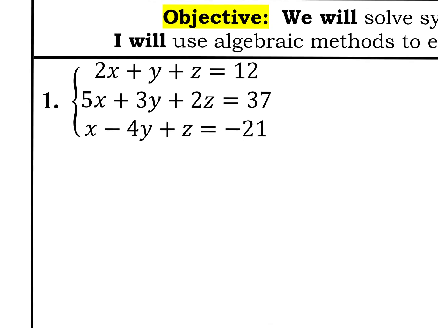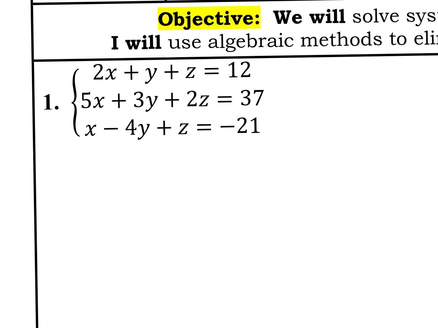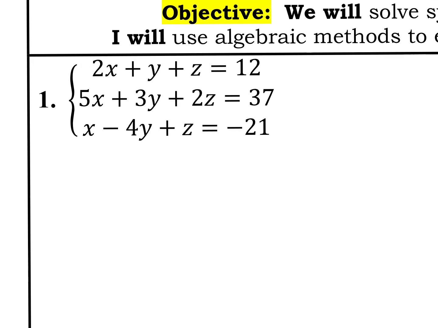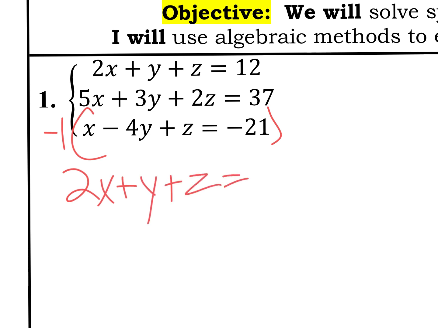All right, and how you want to begin this is you want to pick two equations and just pick a variable to eliminate with those equations. So right here, I see that I have a z at the top and then a z at the bottom. All right, so what I'm going to do is I'm going to make one of those z's be negative. So I'm going to keep the top equation exactly the same. I'm going to go 2x plus y plus z equals 12. I'm just going to use that top equation.